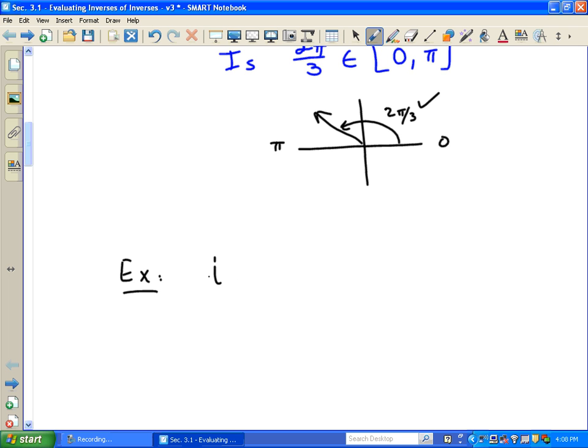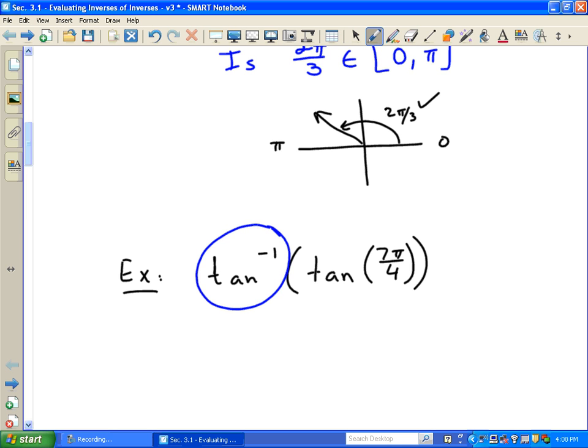Let's think about tangent inverse of tangent of 7 pi over 4. Once again, pay attention to where your inverse function shows up. The inverse function is on the outside of this set of parentheses. That means that when we get our answer, the answer is going to be an angle. We see the inverse function and the original function side by side, so we can say that those, quote, cancel out, and we have left over 7 pi over 4.